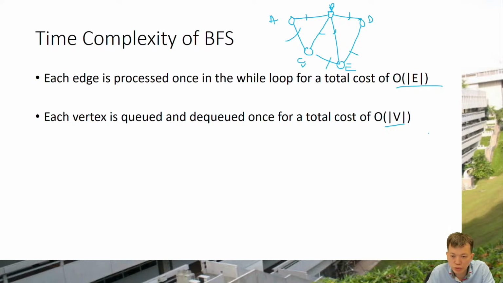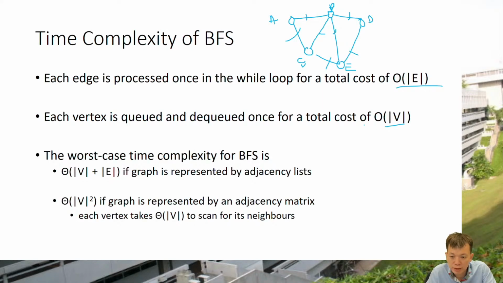Then you enqueue and dequeue. You enqueue all the vertices once, and you dequeue all the vertices once. So at most you only visit 2V. But it depends on your implementation.